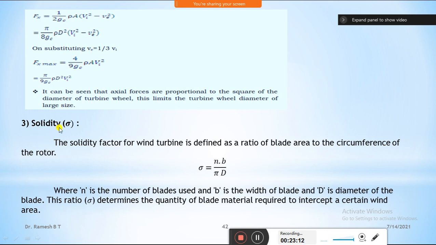And the last consideration is solidity. We already know that solidity is a factor of the wind turbine. It is defined as the ratio of blade area to the rotor swept area, and it is given by alpha is equal to nb by pi d, where n is the number of blades, b is the width of the blade, and d is the diameter of the blade. By using this, we can find out the solidity of the blade.